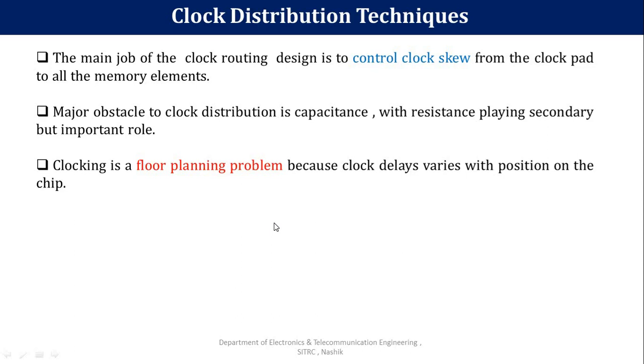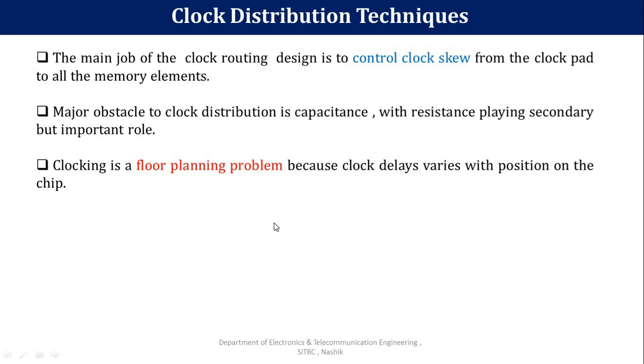What is the main job of a clock distribution technique, or you can say clock routing design? The main job of clock routing design is to control the clock skew from the clock pad to all memory elements. As in the previous lecture, clock is coming from a crystal oscillator, or you can say a clock pad, and from that clock pad it is distributed to all components over the chip. Hence, clock routing design plays an important role to control this clock skew.